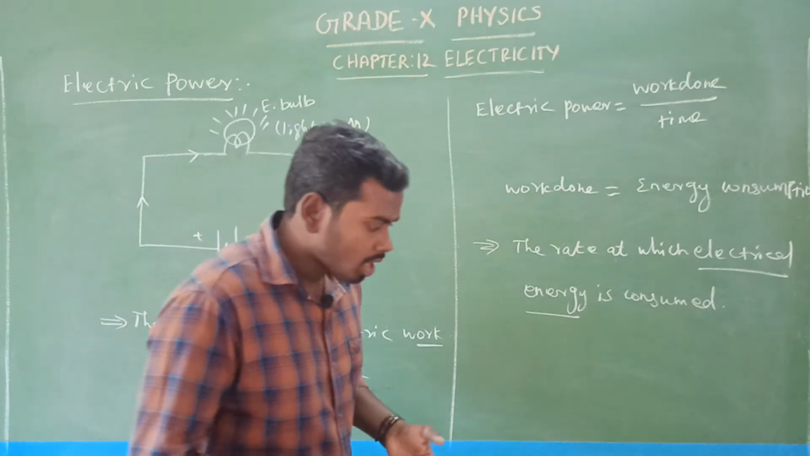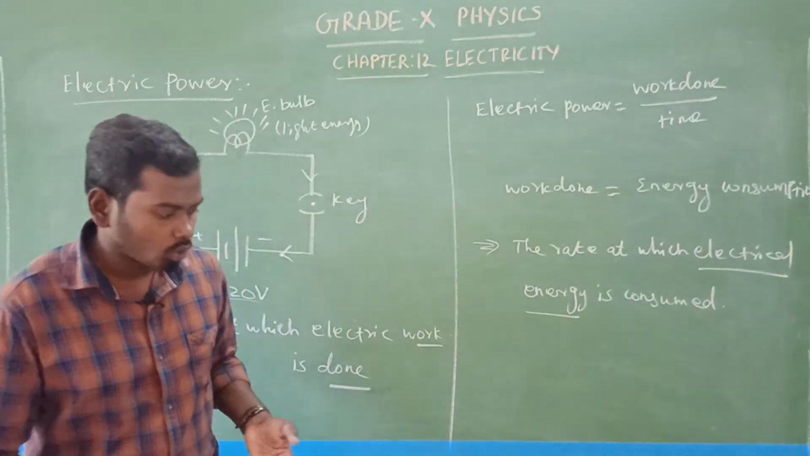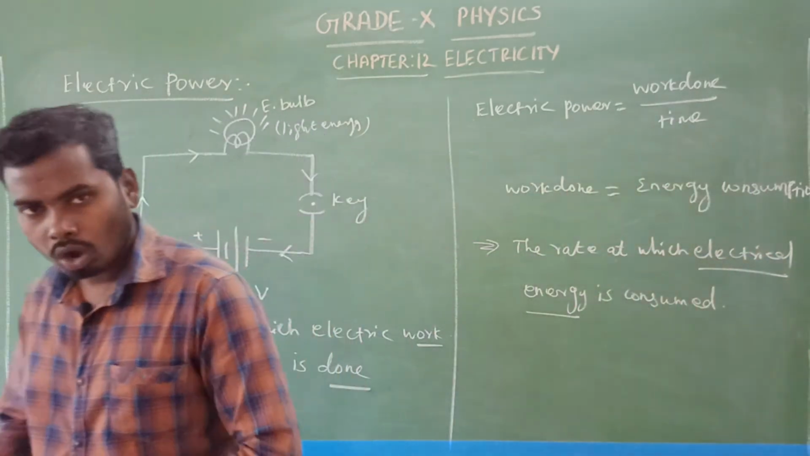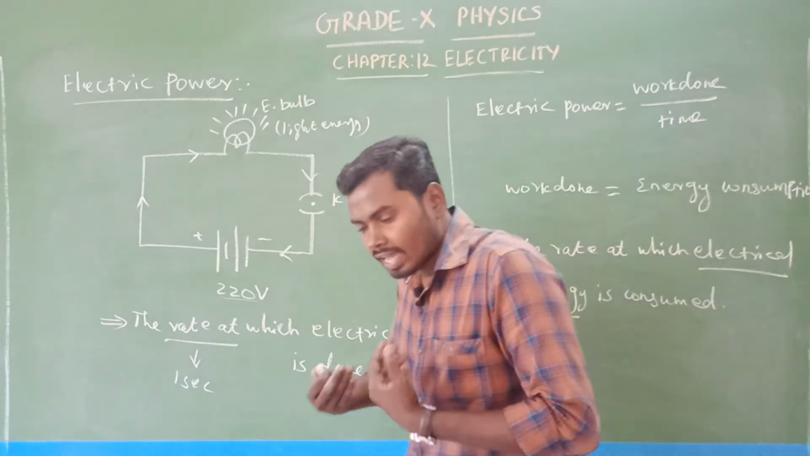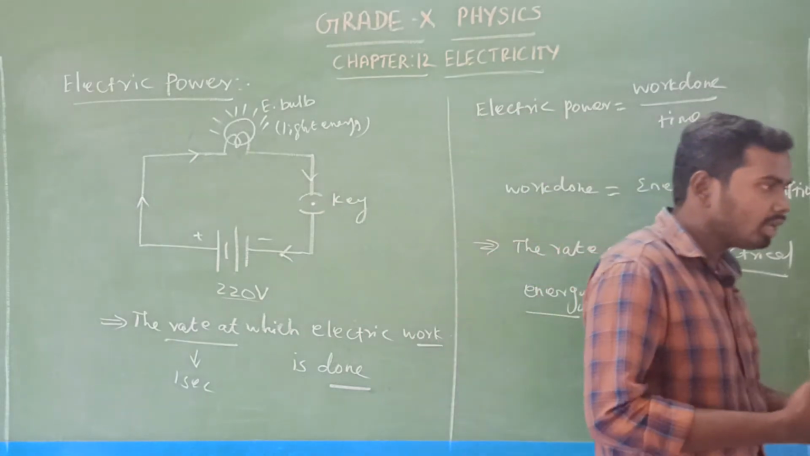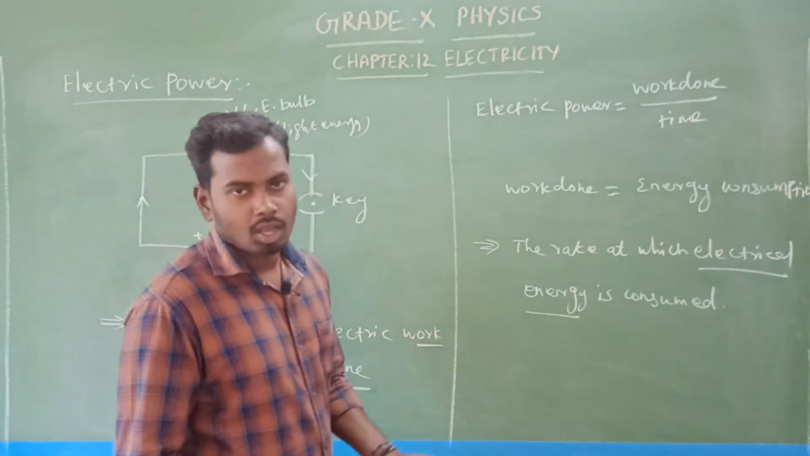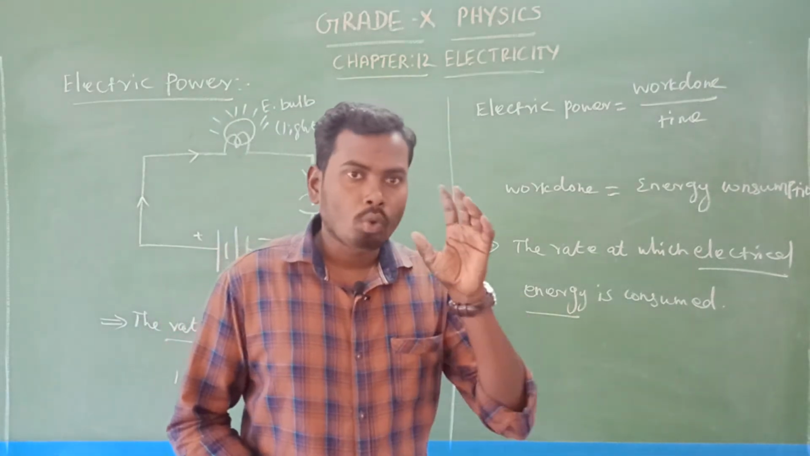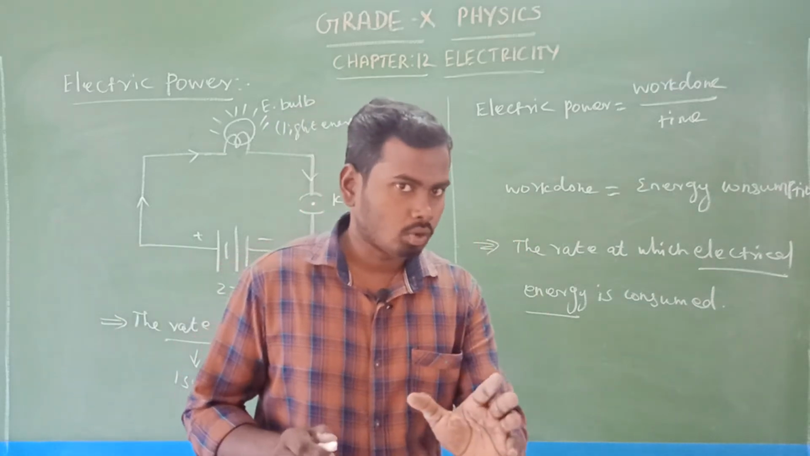For example, I'm walking in front of you. Every second I am doing work. So when I walk in front of you, an equal amount of energy is consumed by my body. Is it clear? So whenever work is done, an equal amount of energy is consumed. So work done is equal to energy consumption. Look at here.